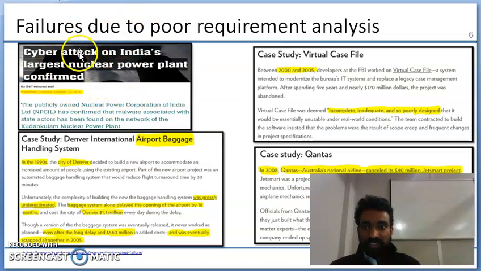These are real life examples: the cyber attack on India's largest nuclear power plant was confirmed. The Denver International Airport baggage system was delayed because of poor requirement analysis. The virtual case filing system of the FBI, between 2000 and 2005, was also not successful because it was incomplete, inadequate and poorly designed due to failures in requirement analysis. Qantas, the Australian national airline, cancelled a 40 million jet product.